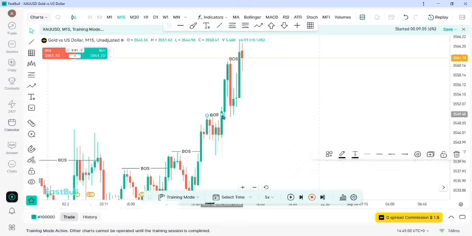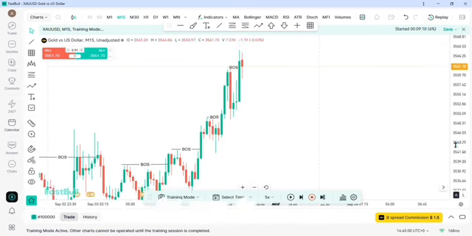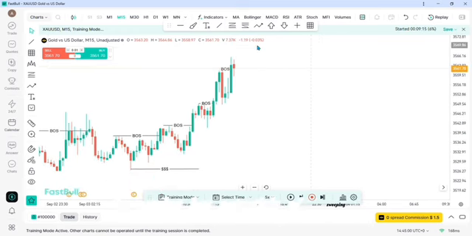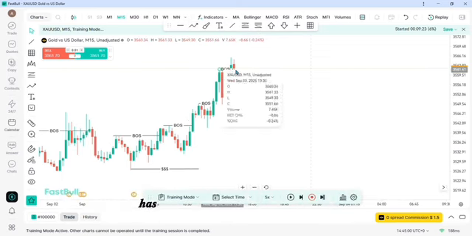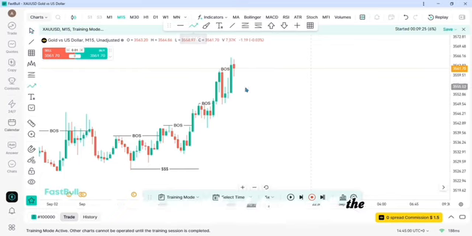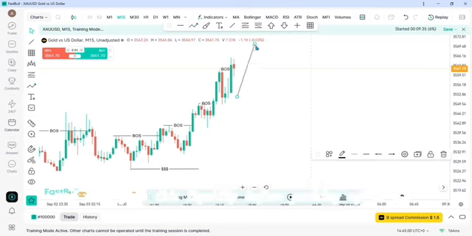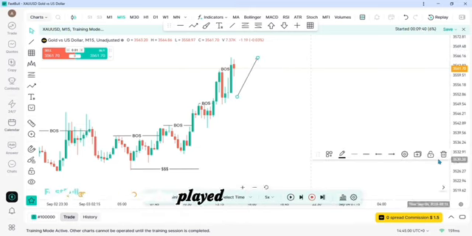So since the market created a series of break of structures, that means the next day the market has potential of sweeping, because here's break of structure 1, break of structure 2, break of structure 3, break of structure 4. The market has potential of dropping all the way to grab this liquidity, grab this liquidity, grab this liquidity, and even grab this liquidity before pushing up to the upside. Let's see how price played out.